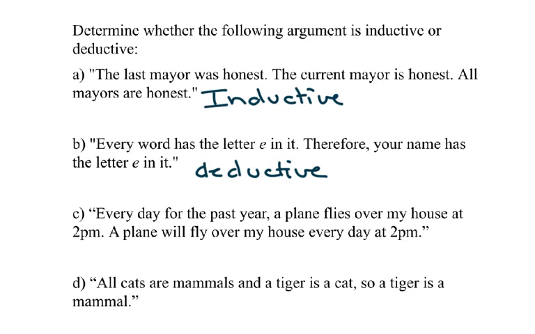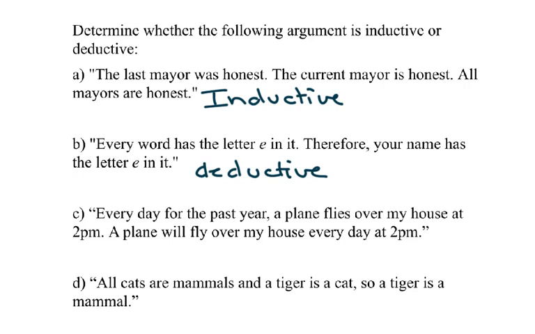Letter C, a little bit more difficult here. Every day for the past year, a plane flies over my house at 2 p.m. Conclusion, a plane will fly over my house every day at 2 p.m. Those sound like the same statement. But notice the second one's the future, okay? Whereas the first one's the past.